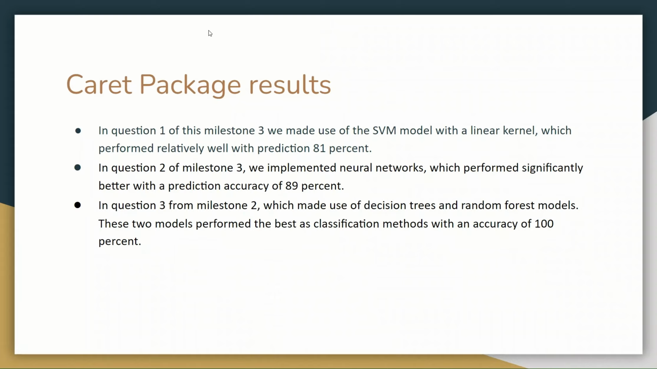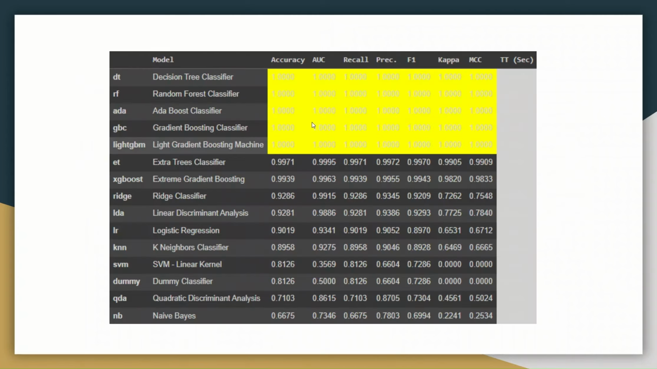In question 1 of this milestone, we used the SVM model with a linear kernel, which performed relatively well with a prediction rate of 81%. In question 2 of milestone 3, we implemented the neural networks, which performed significantly better with a prediction accuracy of 89%. Lastly, we compared it to question 3 of milestone 2, which made use of decision trees and random forests. These two models performed the best with an accuracy of 100% as shown in the figure below.